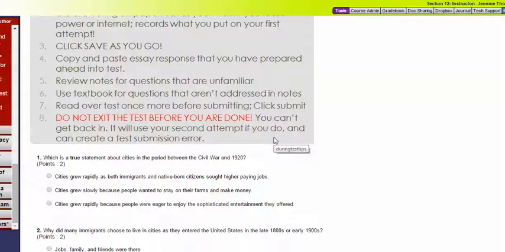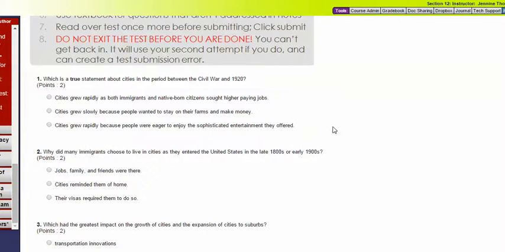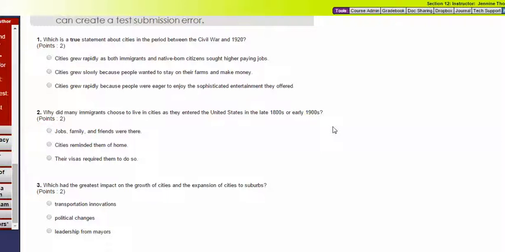Do not exit the test before you are done. You can't go back in. Okay, you can save your answers as you go, but sometimes that prevents you from being able to go back in, and it burns one of your attempts. You only get 2 attempts. So make sure that you guys are sitting down and ready to take this in its entirety. You can take a break, but don't walk away from it permanently and expect to be able to get back in.